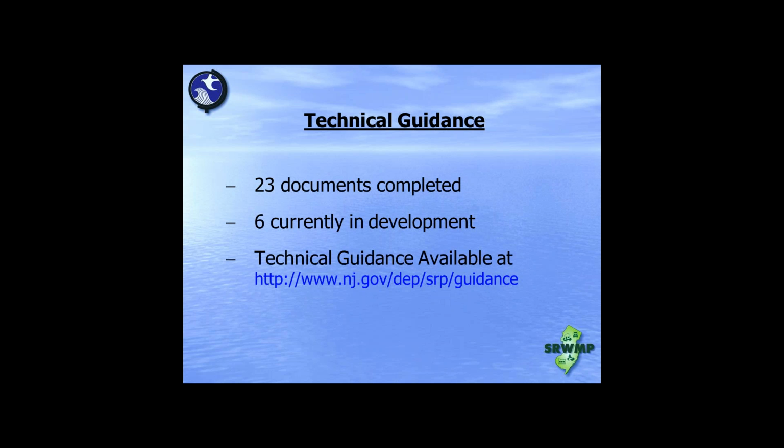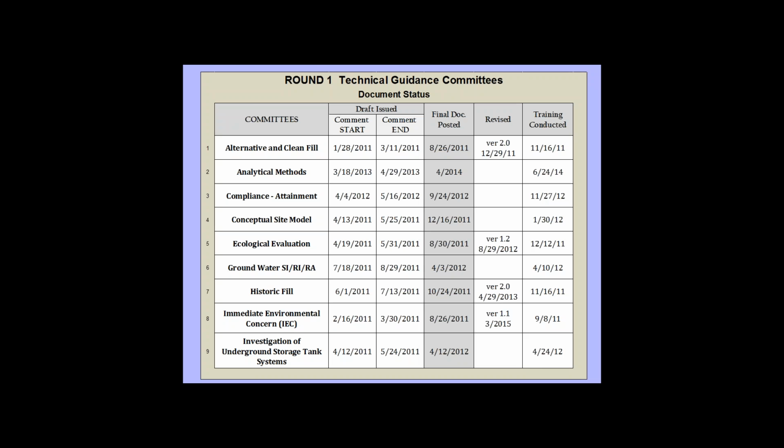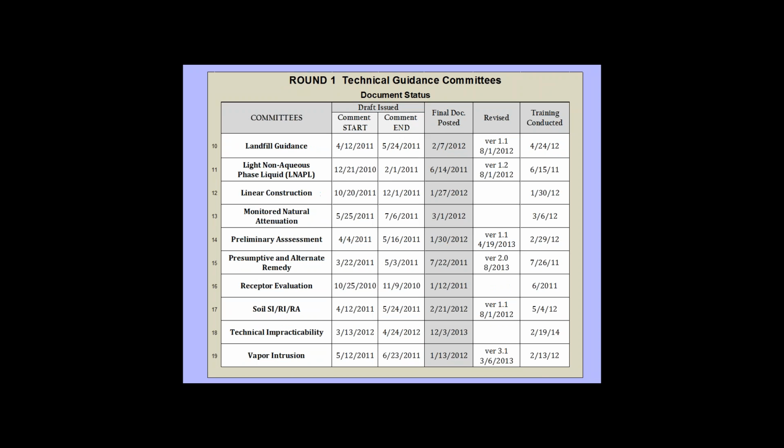There are 6 that are currently still in development. These are the round 1 technical guidance committees that started in 2010, I believe, and we had quite a few of those. These guidance documents are all completed. This just gives you an idea that a lot of them have been revised already. If you go to the guidance library, you can tell whether a guidance document has been revised. Once you access the document, it'll tell you what version it is, and the date that it was issued. So if you have an older version, you want to make sure to use the most updated and recent guidance, and that is how you would find out.